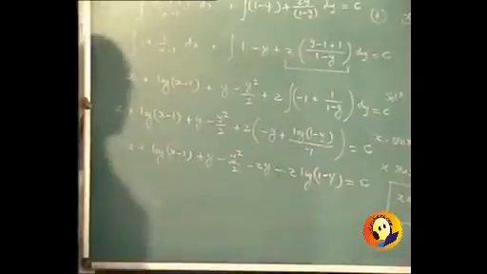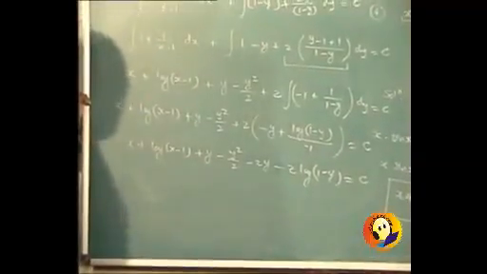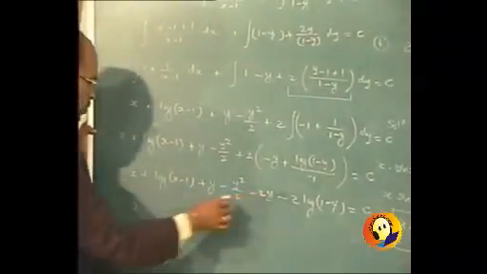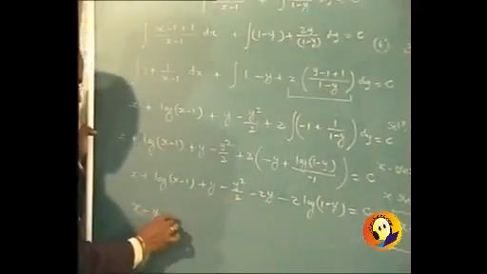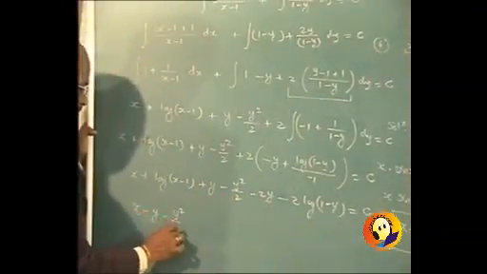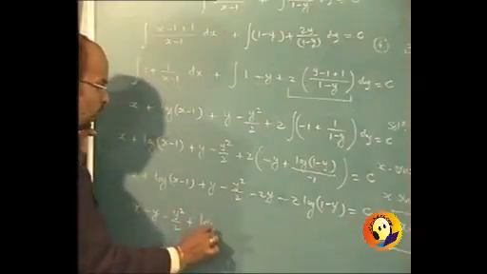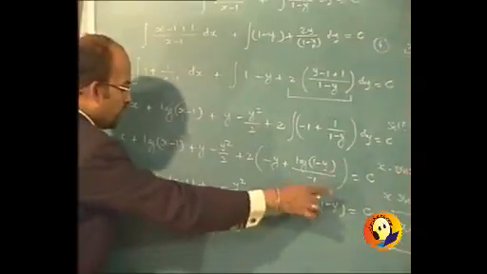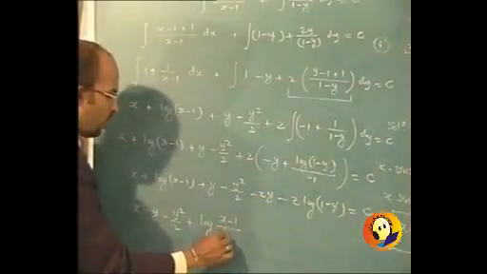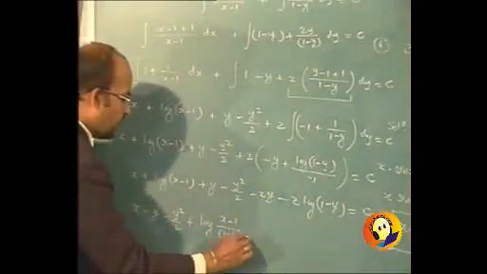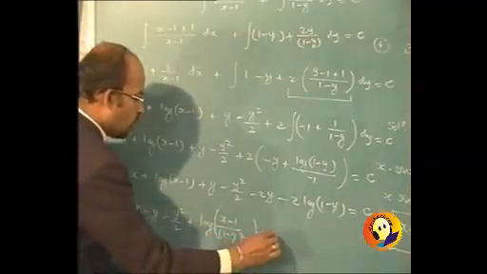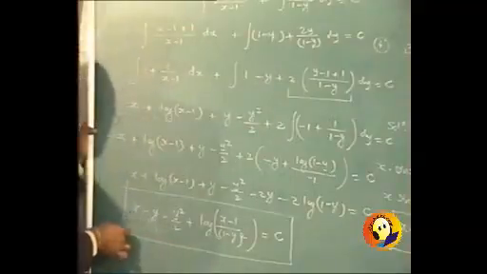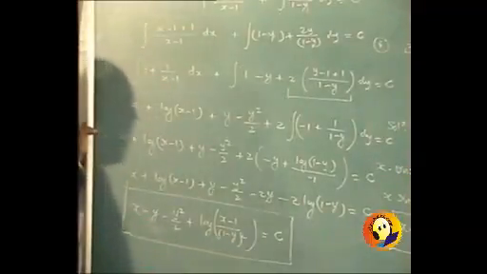If required, you can collect all the terms of log together. So it will be x, this y minus 2y will be minus y, minus y square by 2, plus log of x minus 1 divided by, this will go as square, 1 minus y bracket square equal to constant of integration. This could be considered as the final solution.